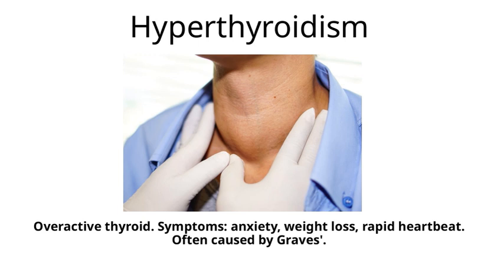For example, many people experience feelings of anxiety or nervousness because their nervous system is in overdrive. You might also notice unintended weight loss despite normal or even increased eating habits. Additionally, a rapid heartbeat or palpitations are common because the excess hormone speeds up your heart rate.